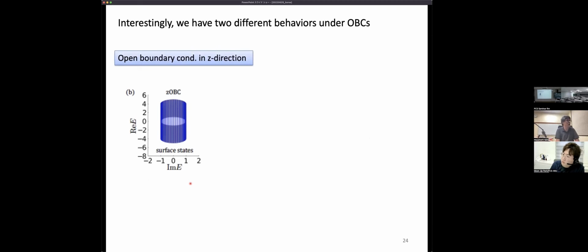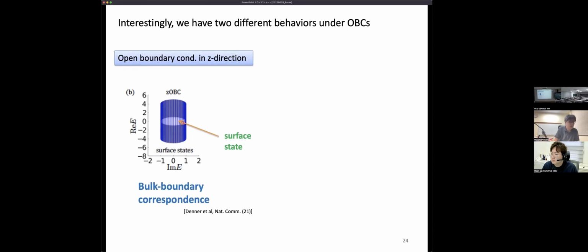So first I consider the open boundary condition in the z direction. In this case, we obtain this kind of spectrum. This dark region corresponds to the bulk spectrum, but we also have a surface state here. And as I mentioned before, along this region, we have a bulk topological number. So we can expect a bulk-boundary correspondence. However, the situation is not so simple.